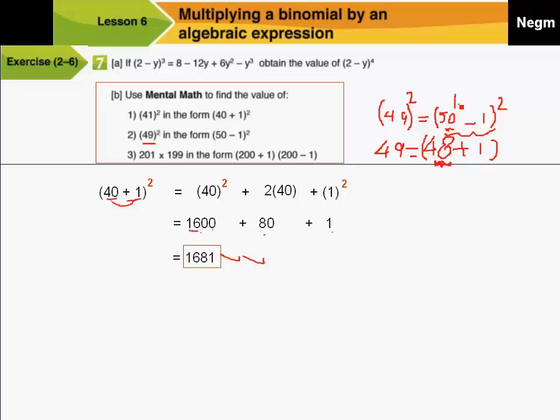It has zeros. Of course, here 201 is 200 plus 1, multiplied by 199. 199 is 200 minus 1 to become easy. So we can multiply this in a very easy way.